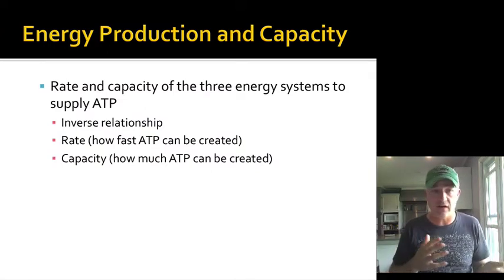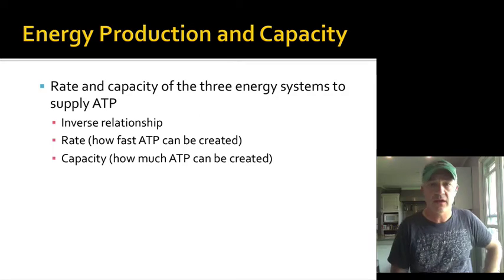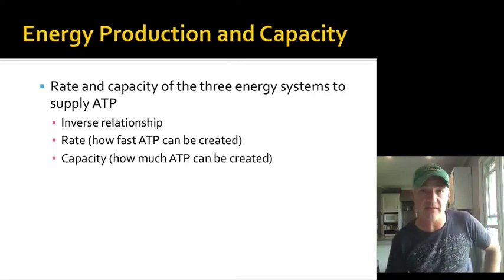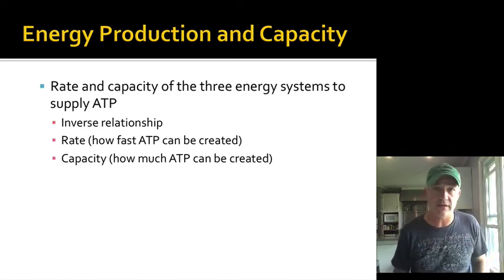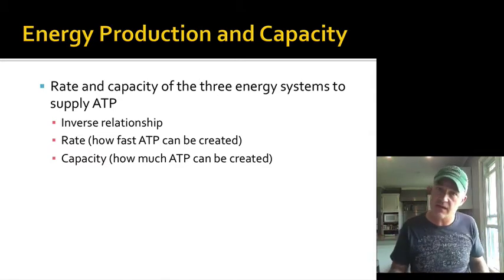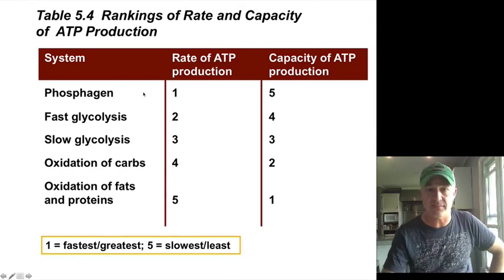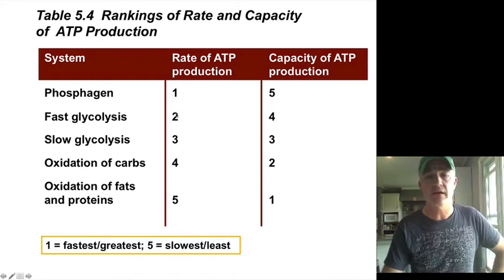As I was saying, all these systems are kind of on a spectrum, and there's a nice inverse relationship. The one that can generate ATP the fastest has the least amount of capacity. The one that has the most capacity is the slowest to generate the ATP. So it really is this spectrum of duration and intensity that is important. The Phosphagen system can generate ATP really quickly, but it has almost no capacity, so it's going to run out incredibly quickly.